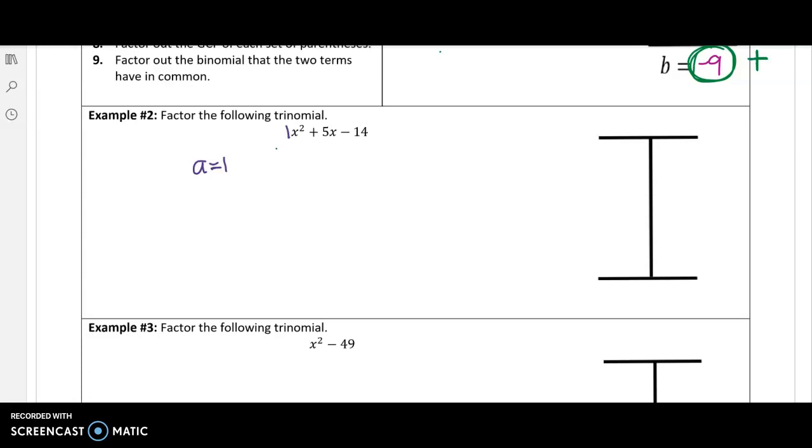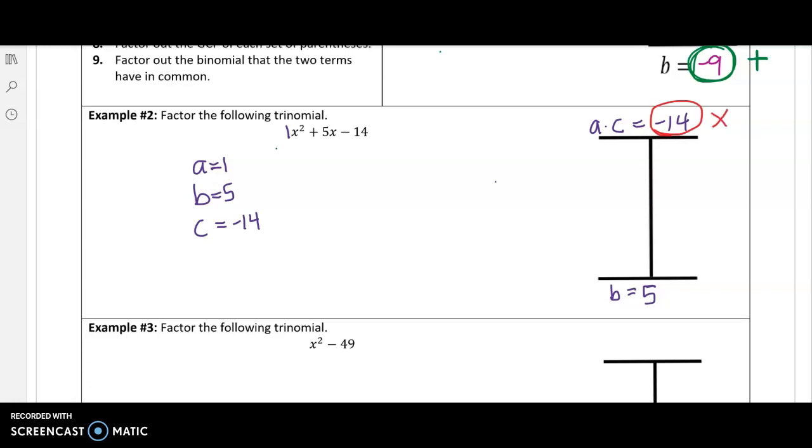Okay. Our B is 5, and our C is negative 14. So remember, what goes on top of the I is A times C. So in this case, 1 times negative 14, which is negative 14. And in the bottom, we put our B value, which is 5. So now we need to start coming up with all of the factors of negative 14, all the things that multiply to give me negative 14.